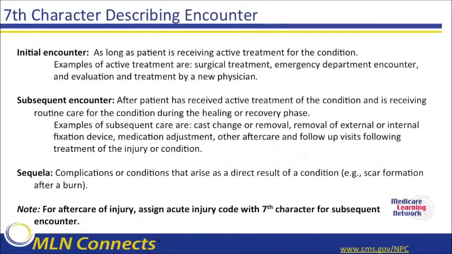As shown on slide 13, identification of the type of encounter is an example of a circumstance when a seventh character is used. For example, a seventh character identifying whether the encounter is initial, subsequent, or sequela is used in the injury chapter. The seventh character for initial encounter is not limited solely to the very first encounter for the evaluation of a condition. This seventh character can be used for multiple encounters as long as the patient continues to receive active treatment for the condition.